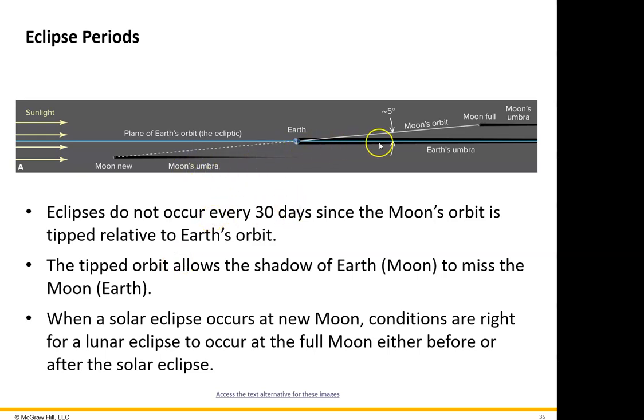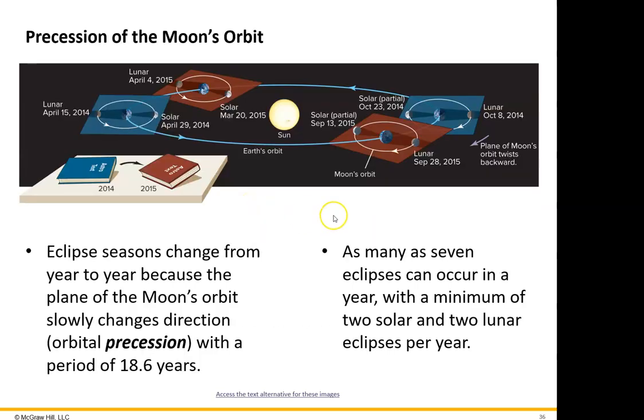All right, so again, it's the tilt of the moon's orbit around the Earth that is the reason that there's not a solar eclipse or a lunar eclipse each month. I think this picture is more confusing than anything else to try to explain, but at any rate, it's just trying to show you that the eclipses don't happen all the time.